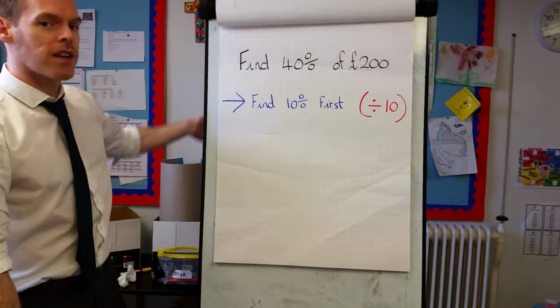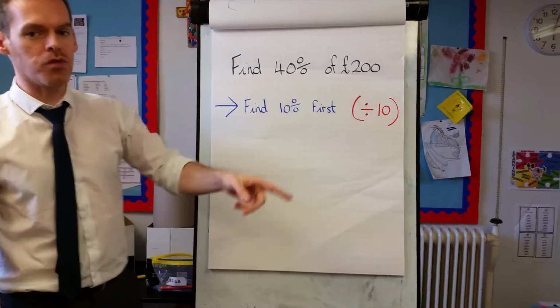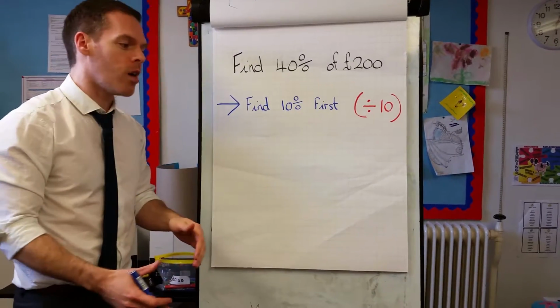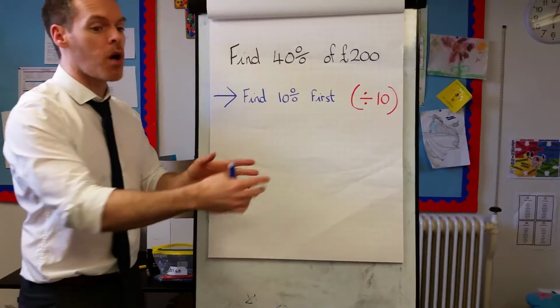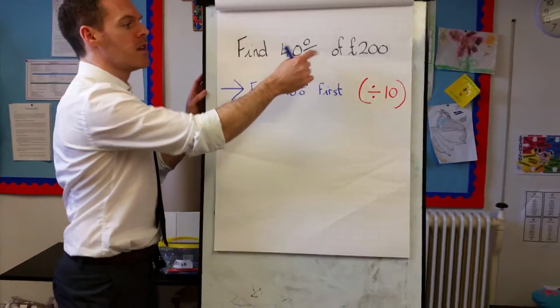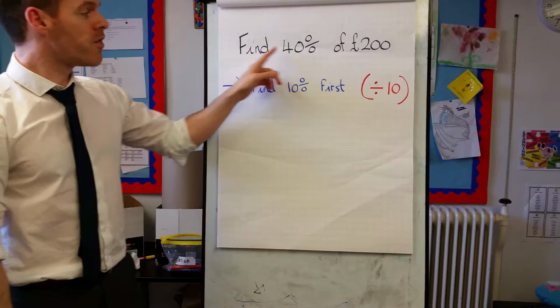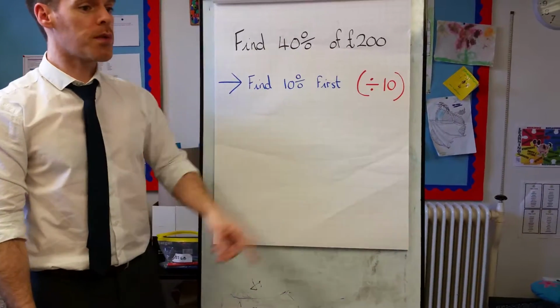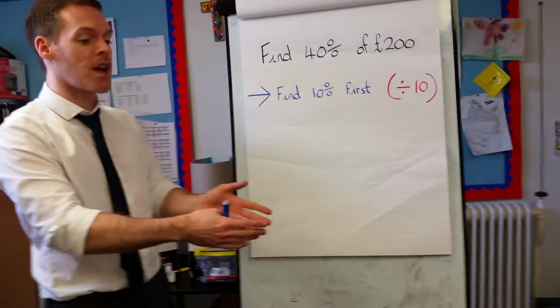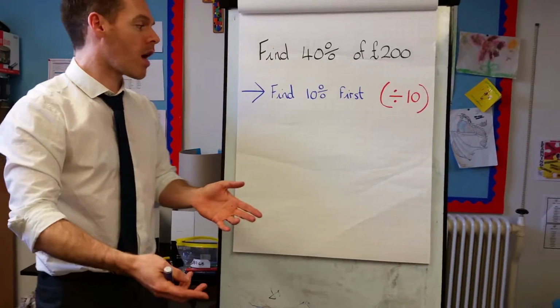We need to know that in order to find percentages of amounts. Now we've been doing lots of work, and we're brilliant, all of us now, at finding fractions of amounts. So it's very similar when we're looking at finding percentages of amounts. Here we've got: find 40% of £200. We're going to work out how much that is. If I had 40% of £200, how much would I have?